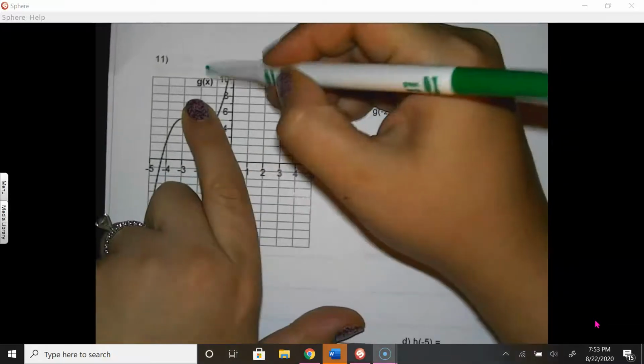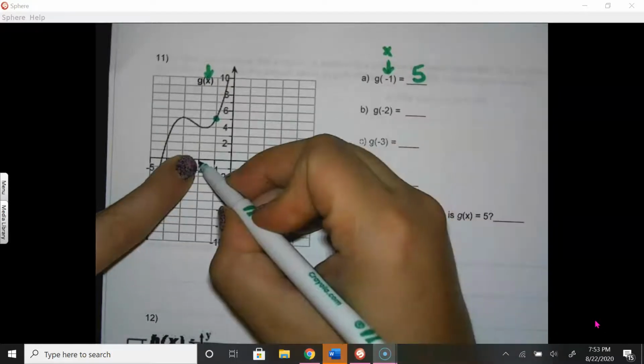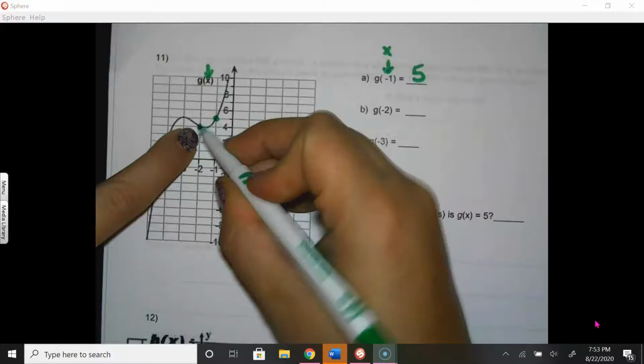Okay. So let's go ahead and try another example here. So this one has a g, so we know we're using this graph and not the previous graph. And so instead of x, they're telling us to go to -1. So here's -1, and if we go up to the graph, the y value here is 5. Okay, then g of -2, so right here. And that y value here is 4.